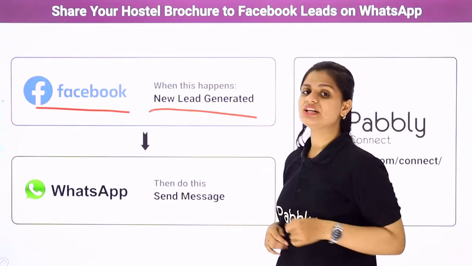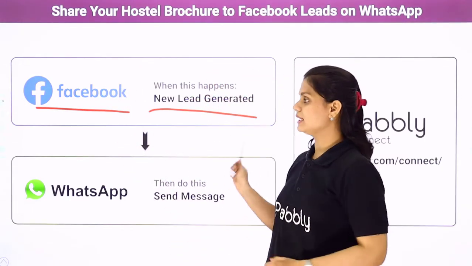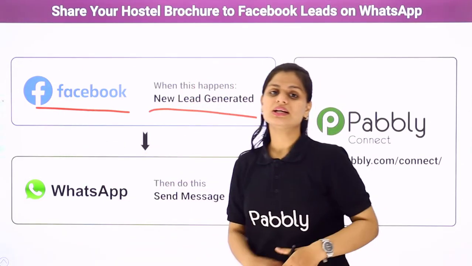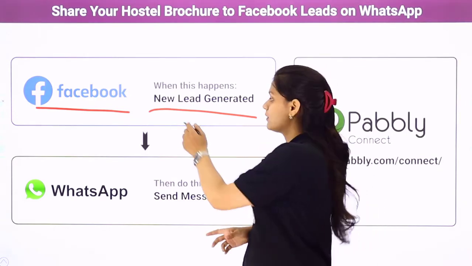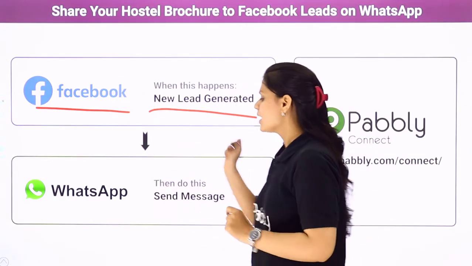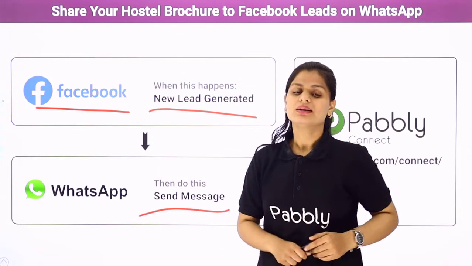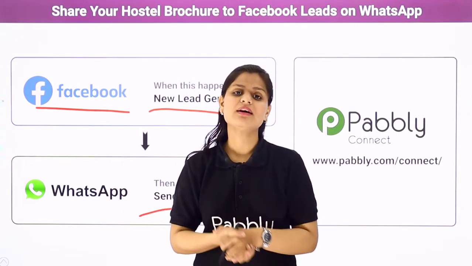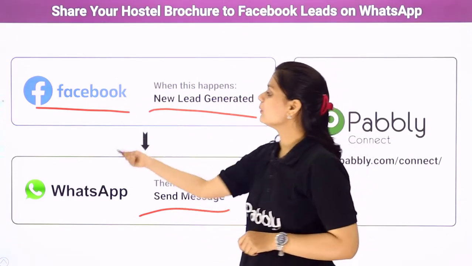The meaning of a new lead generated is that the data which I get after the form submission is called a lead. For example, a person named Alex fills the form. The details of Alex, such as his name, phone number and email address, will be called a lead. Once the new lead is generated through the Facebook lead ad form, I want to send a WhatsApp message to Alex containing the hostel brochure. Now the challenge is that Facebook and WhatsApp do not have any native integration or any direct connection. So how am I going to do that?